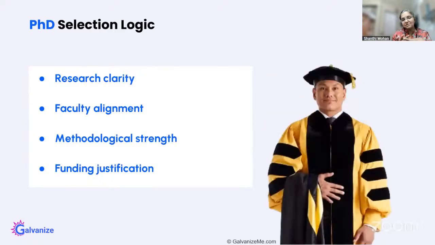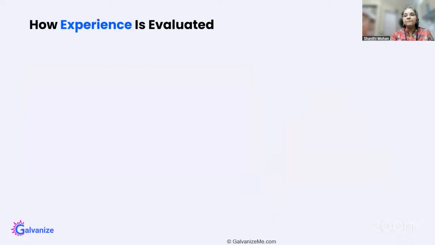And I think PhD is self-explanatory. You need to have clarity of the research that you are doing, and faculty alignment. So all these are primarily the various cues we have given to you, depending on whether you want to choose an MS or MBA or a PhD program.